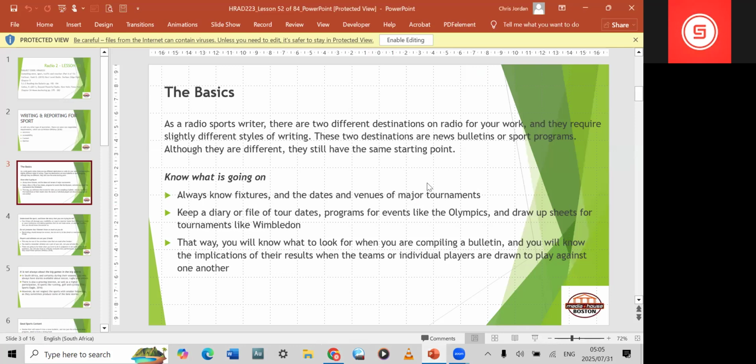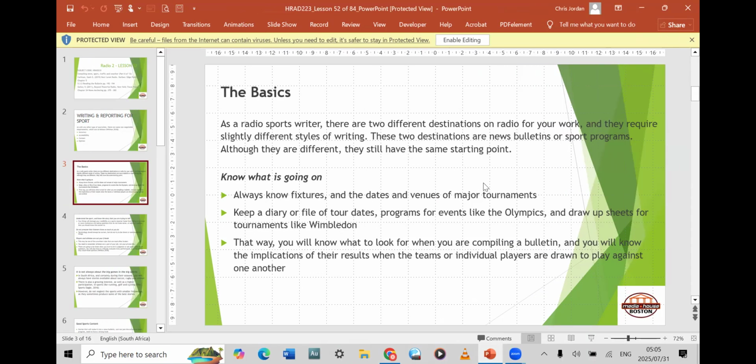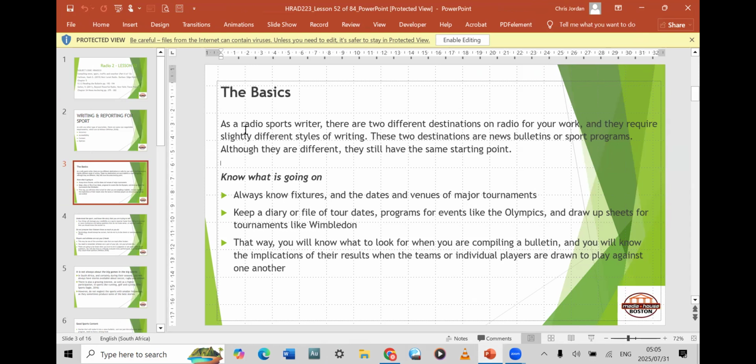Okay, so we'll look at that in just a moment. Let's go through the slides. Let's go through the class, right? Okay, the basics. As a radio sports writer, there are two different destinations on radio for you and your work, so they require slightly different styles of writing. These destinations are the news bulletin or the sports program, right?